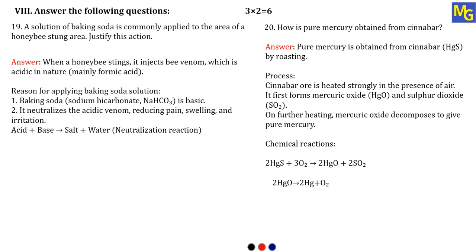So let's start with question number 19, which is coming under Roman number 8 section. Answer the following question, where we have to answer 3 questions. Each will carry 2 marks. So total we are going to get 6 marks from this section.